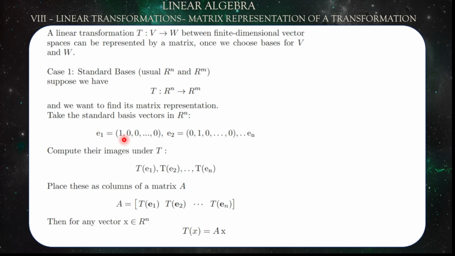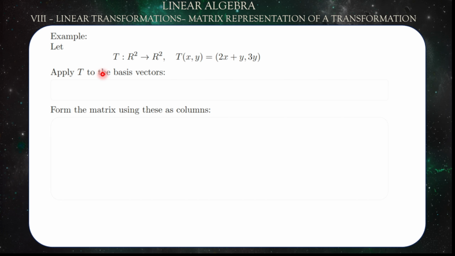So you have E1, 1, 0, 0, etc., E2, En. You compute their images under T. So transform of E1, transform of E2, these are the different images. And you place these as columns of a matrix A. So the images, you place them as columns within the A matrix: T(E1), T(E2), etc. Then for any vector x within Rn, T of x is equal to A times x.